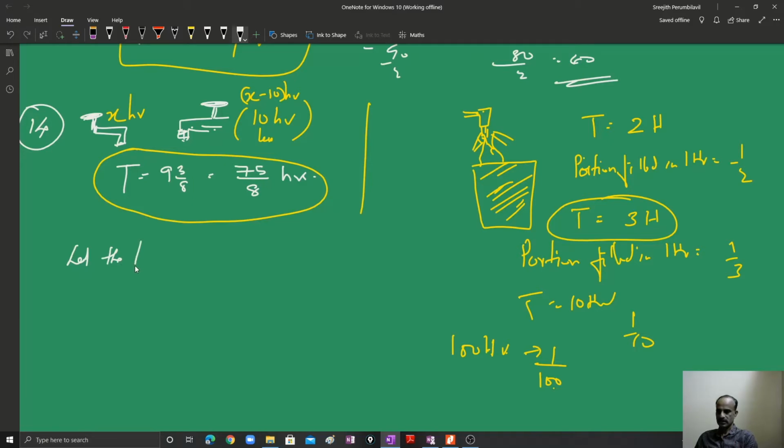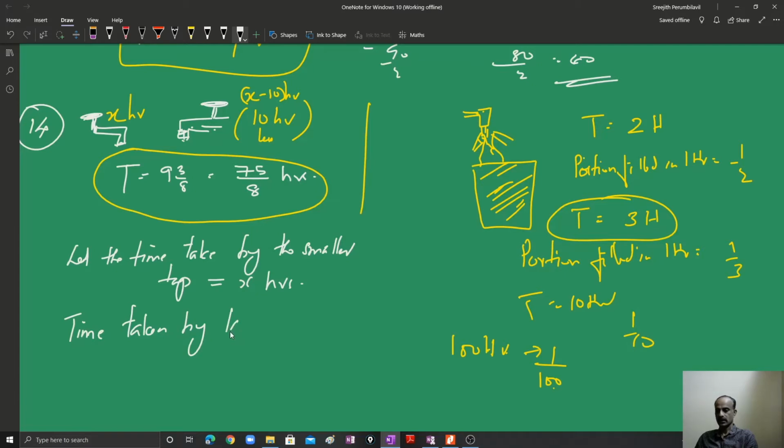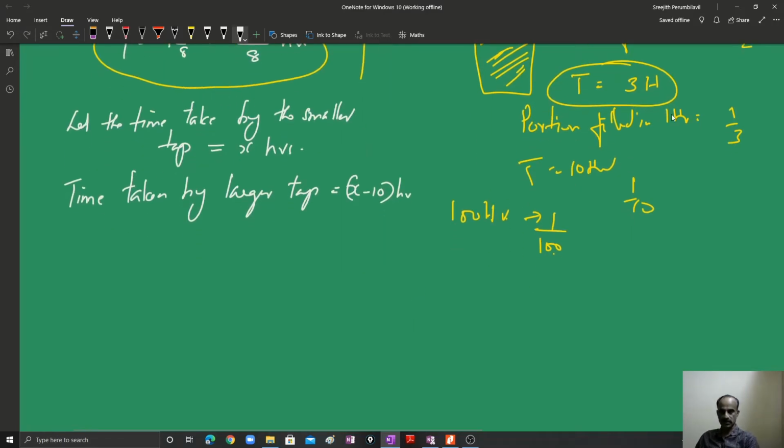Let the time taken by the smaller pipe, or tap of smaller diameter, I will say smaller pipe, be equal to x hours. I mean, this tap is filling it alone. Therefore, the time taken by the larger tap is 10 hours less, x minus 10 hours. Now let us come to this concept.